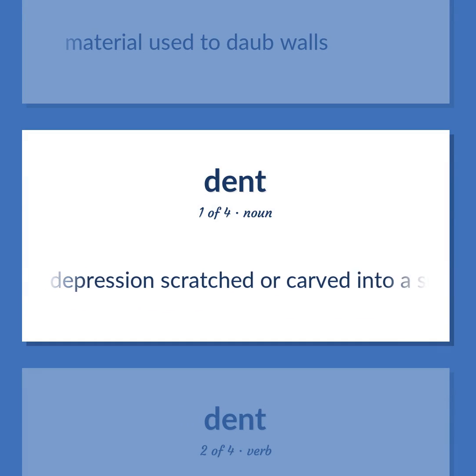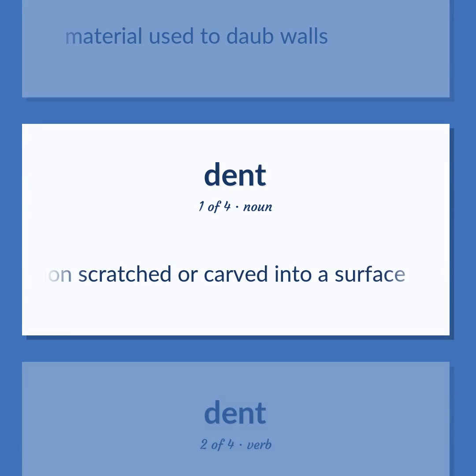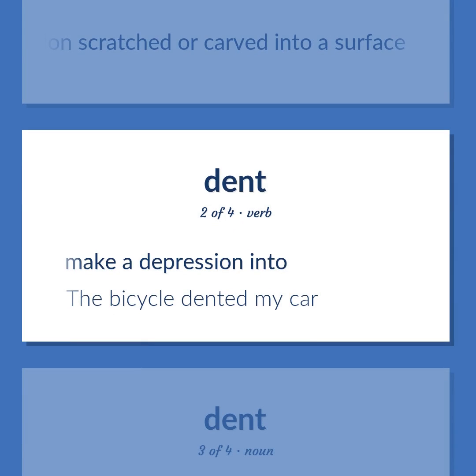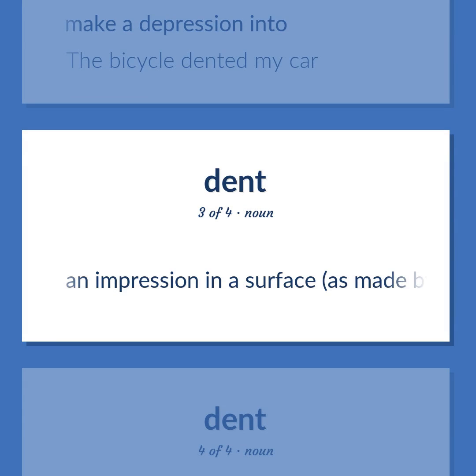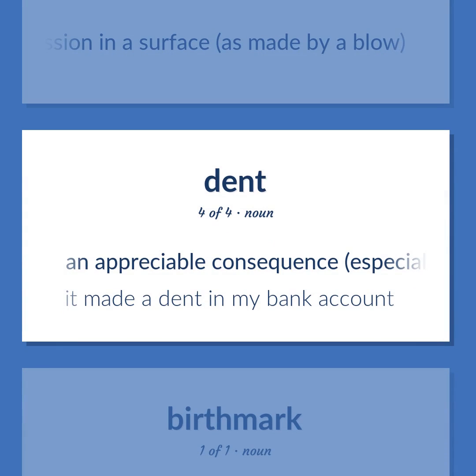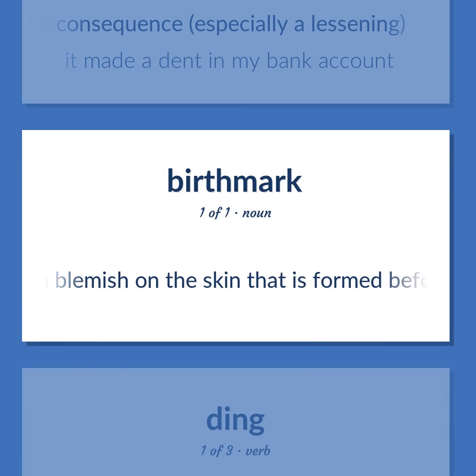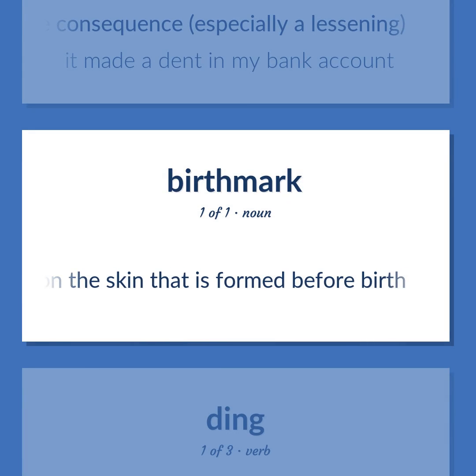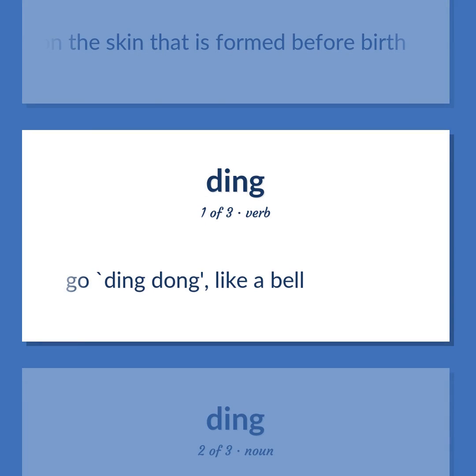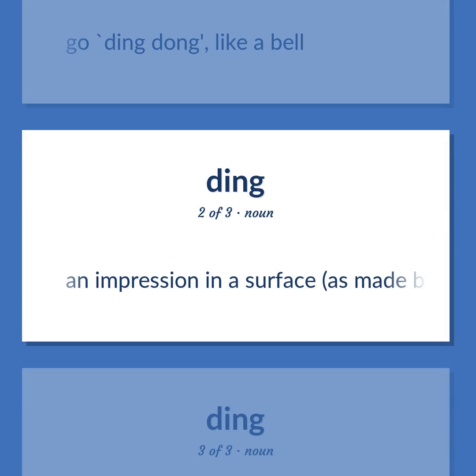A depression scratched or carved into a surface. Make a depression into. The bicycle dented my car. An impression in a surface, as made by a blow. An appreciable consequence, especially a lessening. It made a dent in my bank account. A blemish on the skin that is formed before birth. Go ding dong, like a bell. An impression in a surface, as made by a blow.